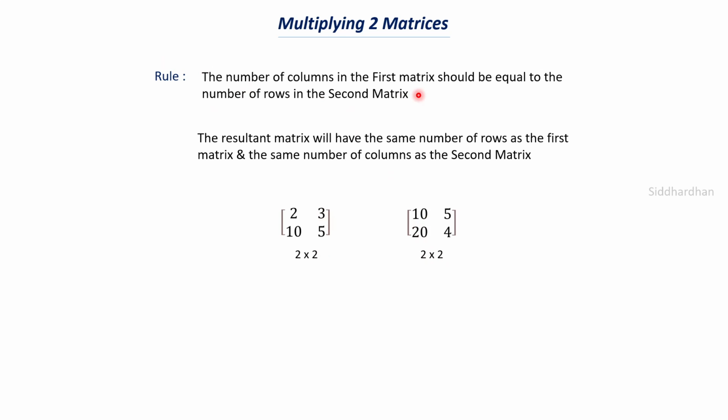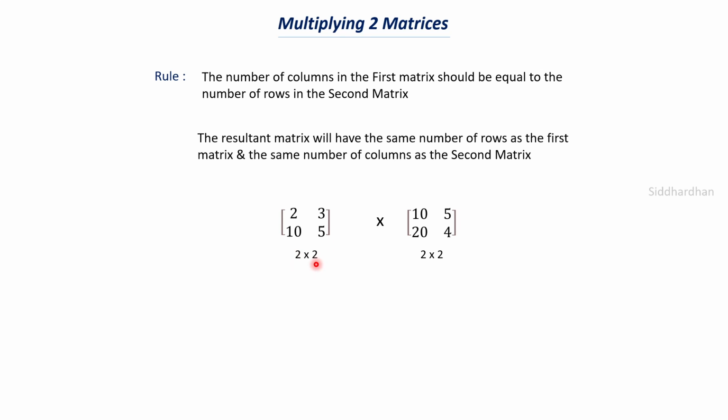Here we can see that the rule states that the number of columns in the first matrix should equal the number of rows in the second matrix. So we know that this is the shape of the matrix, and this is the second value. This second value represents the number of columns and the first value represents the number of rows.